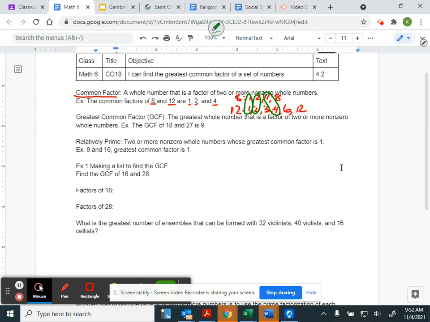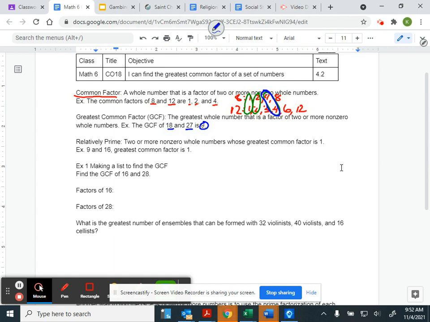The greatest common factor is the greatest whole number that is a factor of two or more non-zero numbers. So if we look back up at that 8 and 12, our greatest common factor is that biggest number that they share. So that would have been 4. If we looked at all the factors for 18 and 27, their greatest common factor that they share is 9. They also share 3, but that's not their greatest number. We want the greatest common factor.